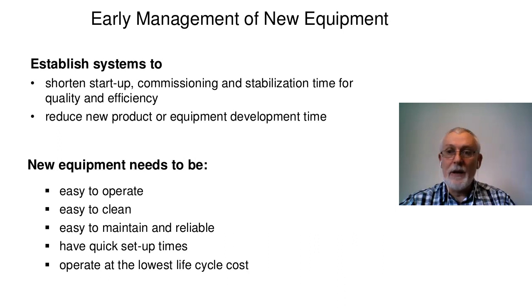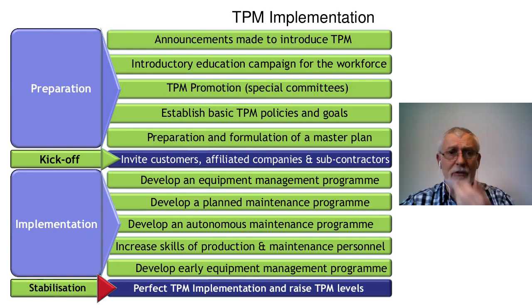Okay, and the final one is early management of new equipment, if you will. So how do we shorten startup commissioning and stabilization time for quality and efficiency? If we're designing or bringing in new products or equipment, how engaged are we with the manufacturers, and how specific are we in terms of our requirements around the maintenance area, not just the operational side? So we ought to be thinking about operating, cleaning, maintaining, access, and all of these other things. So they're basically the 5 pillars.